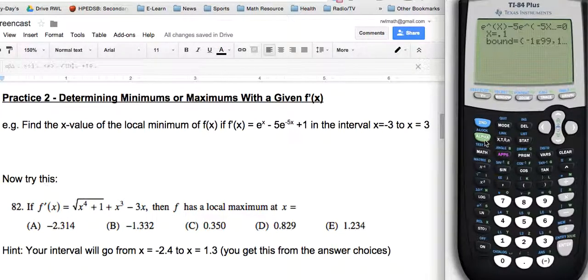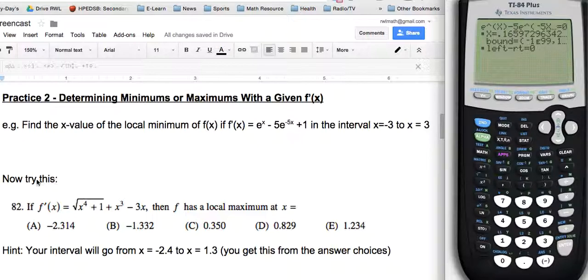It looked like it was 0.1, and then I hit alpha, enter, and there's my answer, 0.1659. So at x equals 0.1659, that would be a local minimum or local extrema, or relative extrema is another phrase for that. So we use the table to look where it changed, then I go into the solver and I have a first guess.